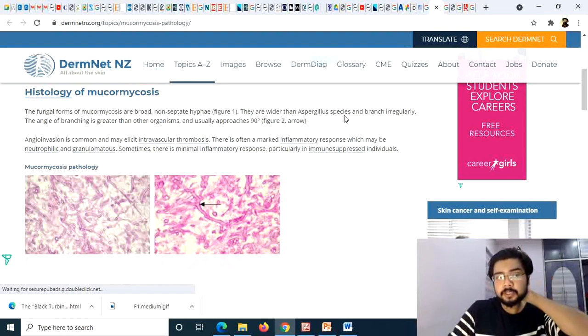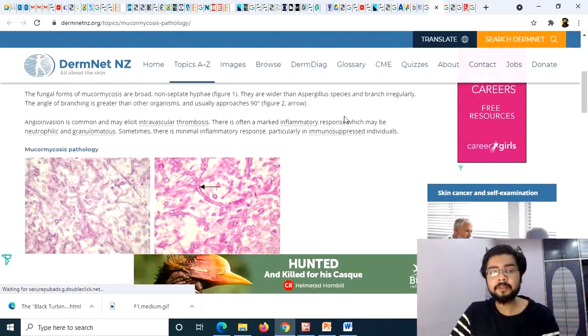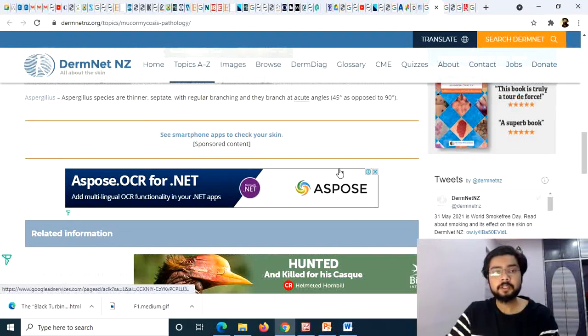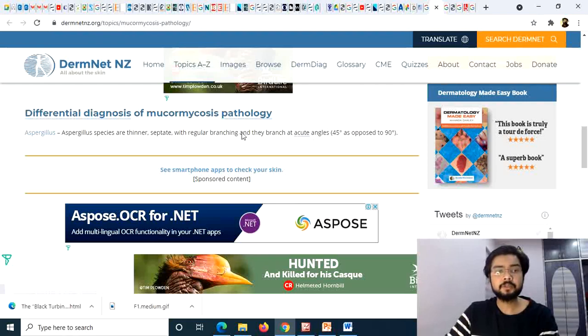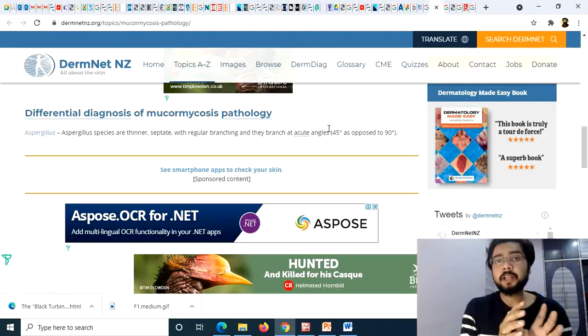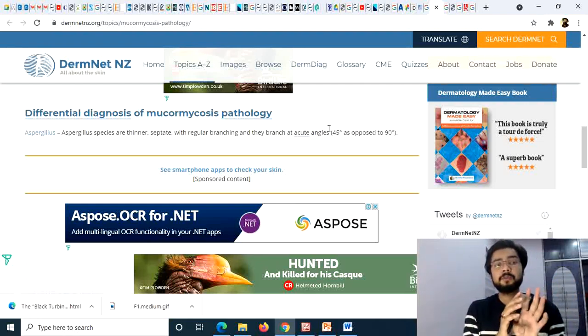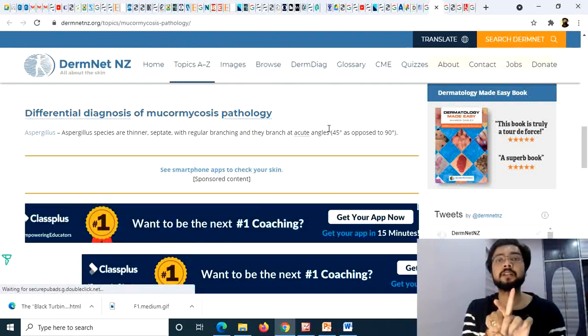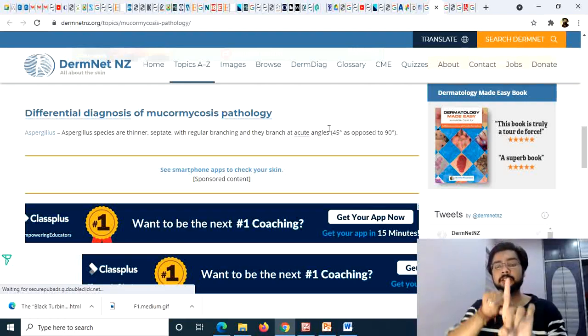That means the Aspergillus, if you see in this picture, these organisms have branching at around 45 degrees, that is acute. So Aspergillus species are thinner, septate with regular branching, and they branch at an acute angle. So Aspergillus is very different from Mucor. How? Aspergillus are thinner, septate, regular branching, and branch at an acute angle of 45 degrees, while Mucor are broader, aseptate, have irregular branching, and branch at 90 degrees, right?